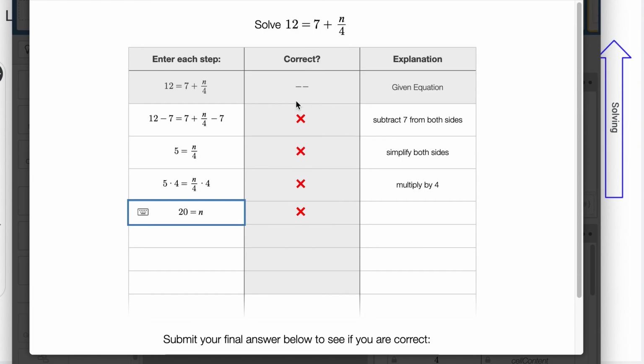And it's hard not to doubt myself, so I'm going to check. If n is 20, 20 divided by 4 is 5, and 7 plus 5 does equal 12. Okay, so n equals 20.